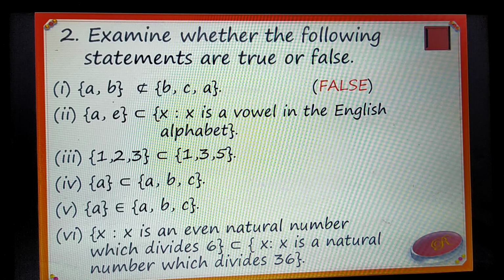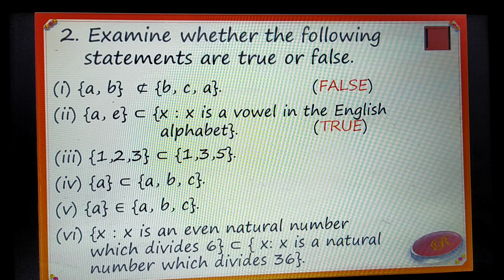Number 2. Set with elements A, E is a subset of set of all x such that x is a vowel in the English alphabet. Solution. True.